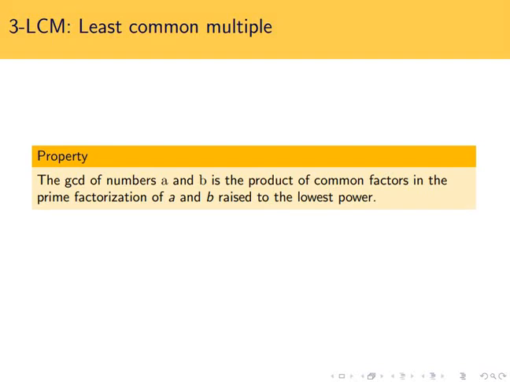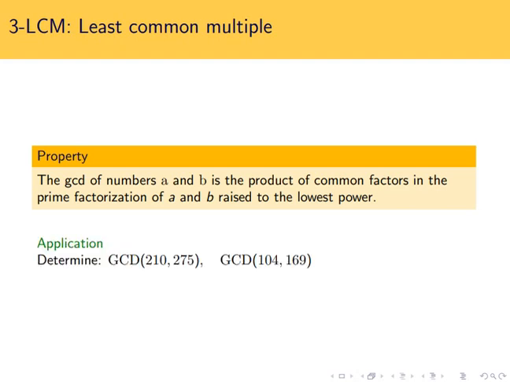So the last paragraph is the least common multiple property or theorem. The GCD, the greatest common divisor of numbers A and B, is the product, the multiplication of the common factors in the prime factorization of A and B raised to the lowest power. So we choose the common factors from both factorizations of A and B, and we raise each factor to the lowest power.